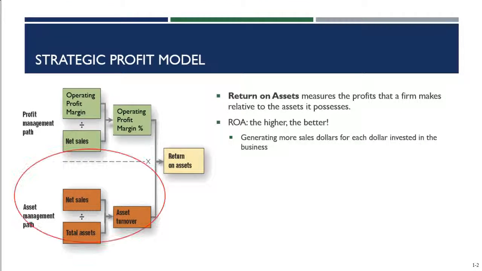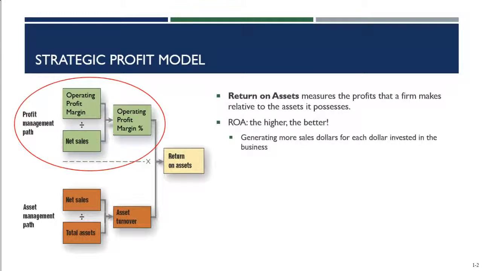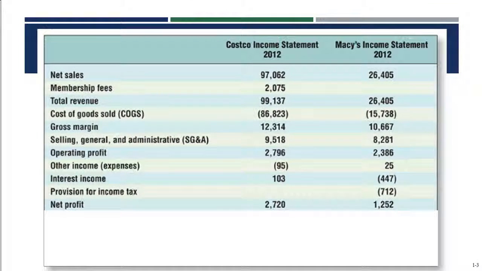We're first going to talk about the profit management path. When we talk about the profit management path today and the asset turnover path, we're going to use an example of Costco and Macy's. And just for our purposes, this is the same example that's used in your textbook, so you can go back and reference that as well.